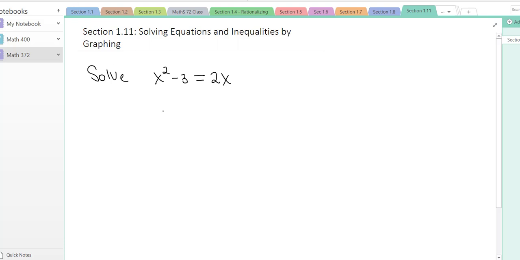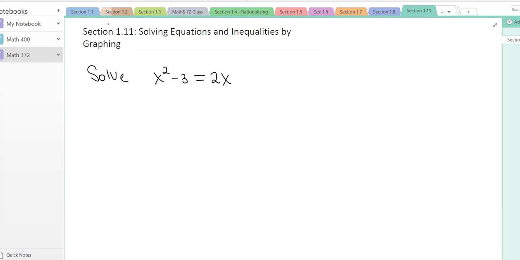Hey everybody! In this video we're going to cover section 1.11, which is solving equations and inequalities by graphing. In the previous section we solved an equation like this by factoring, using the quadratic formula, or completing the square. So now what does it mean to do it by graphing?